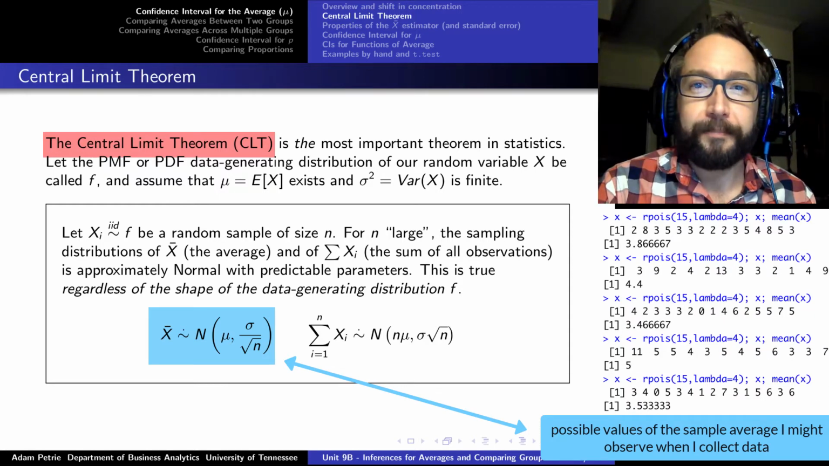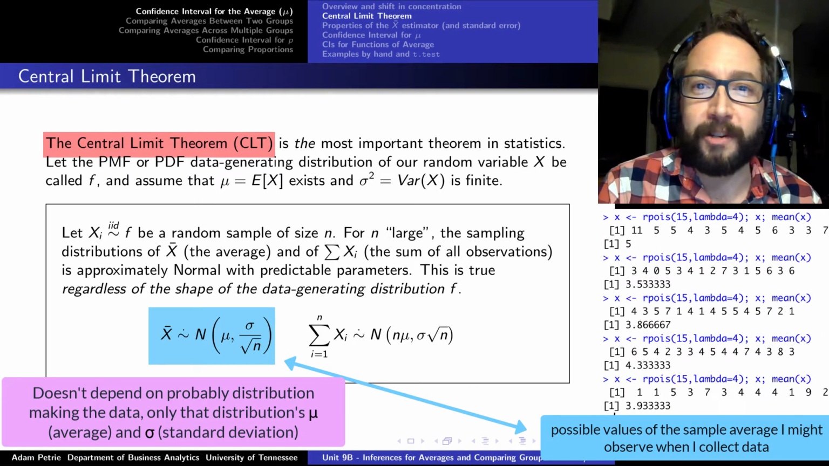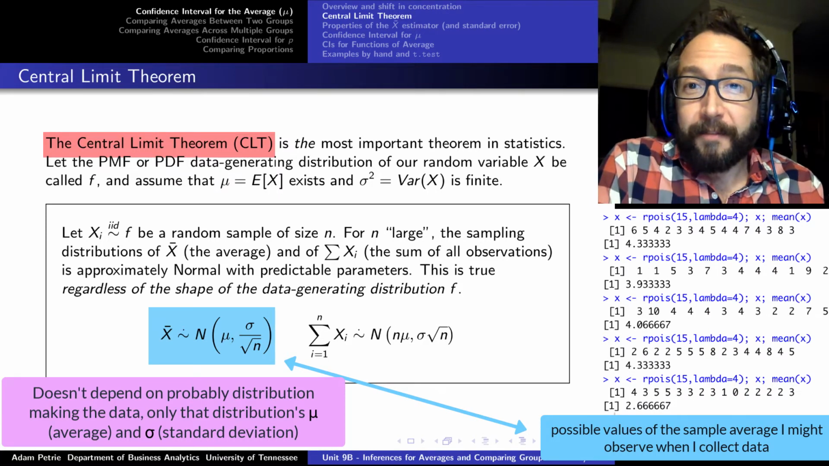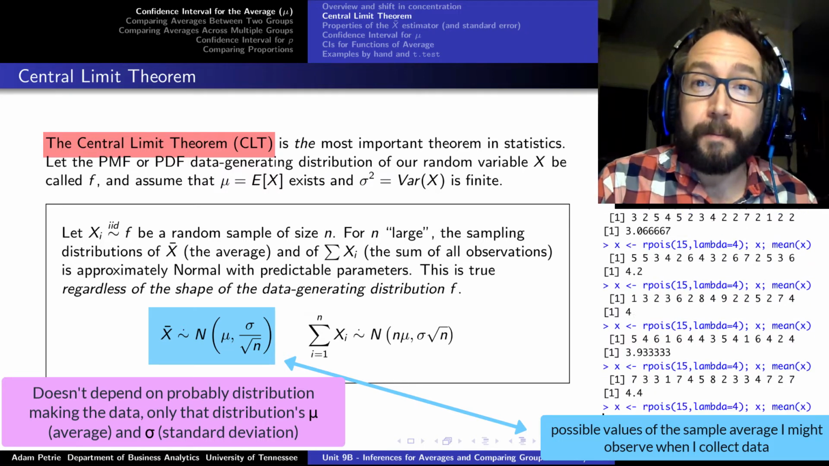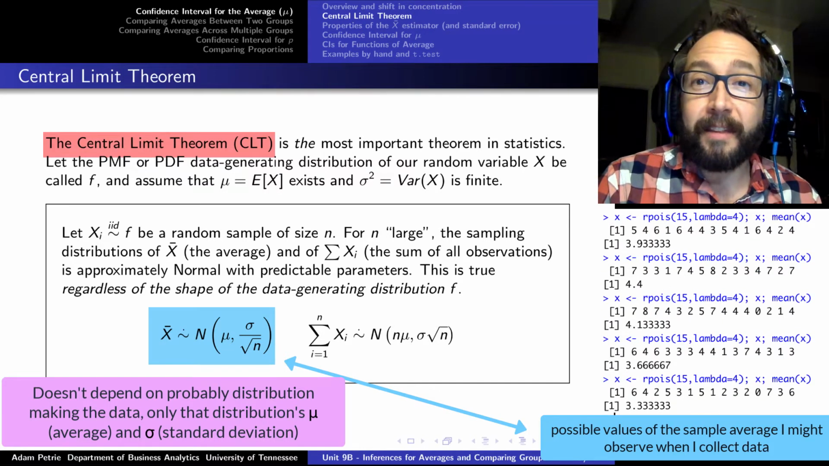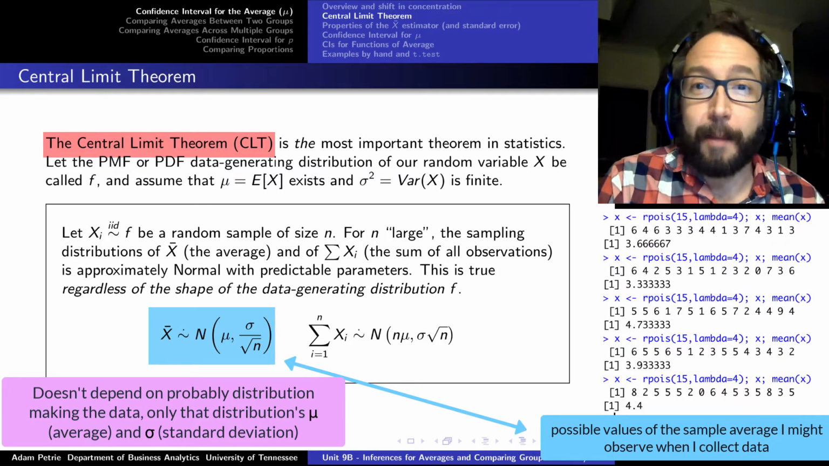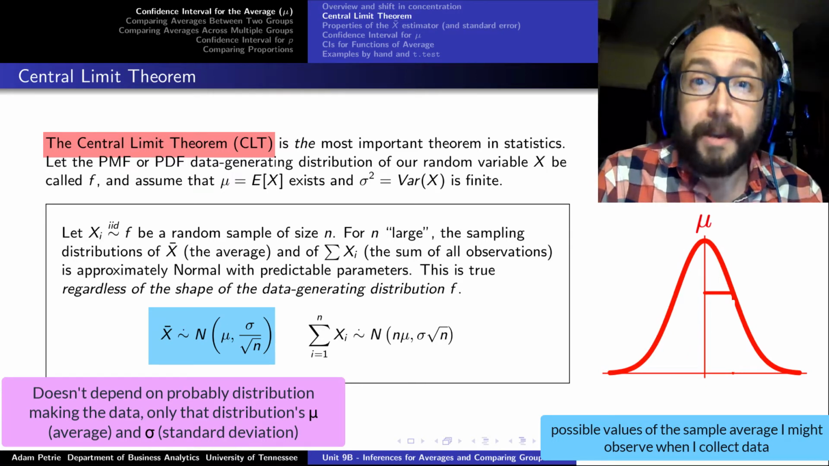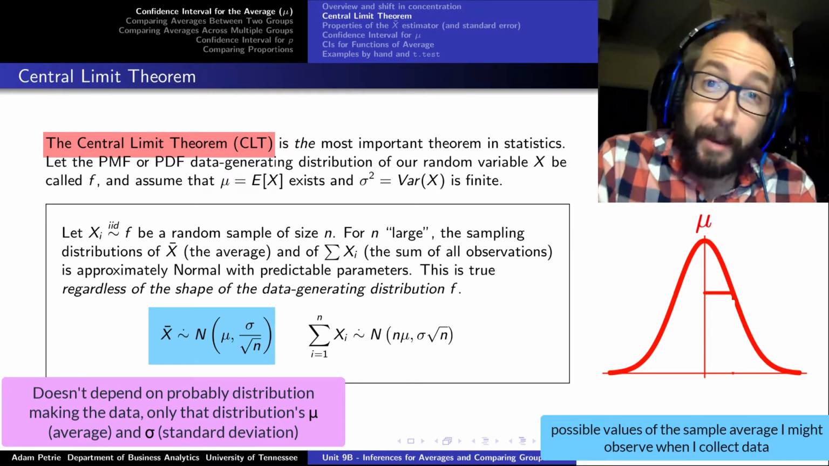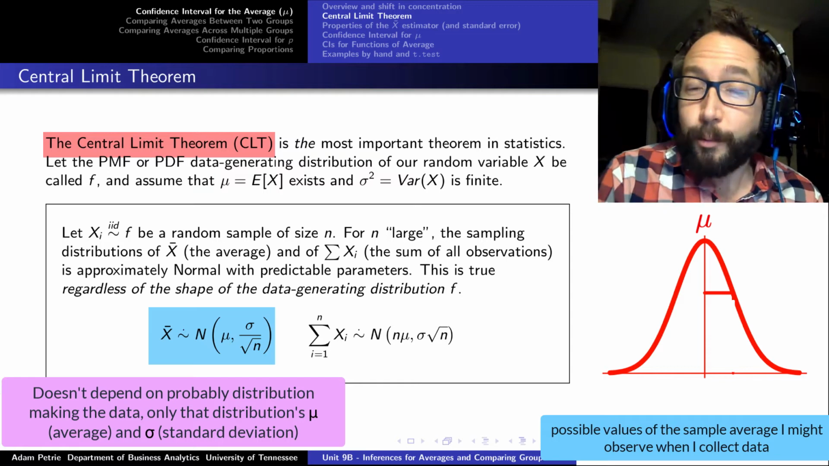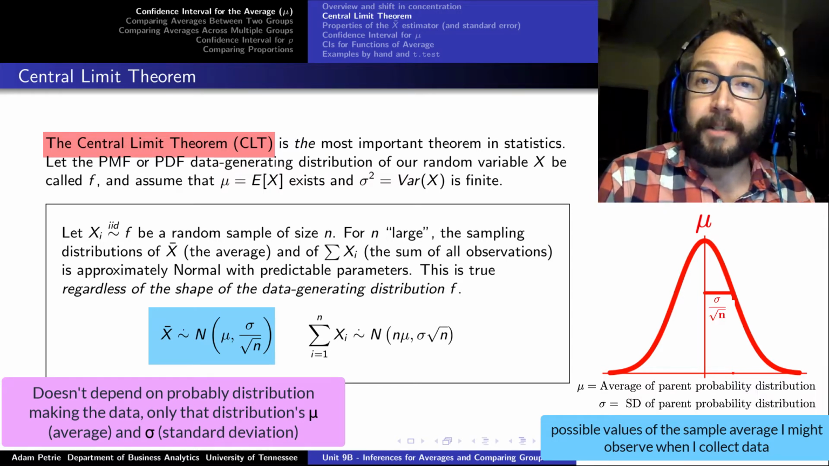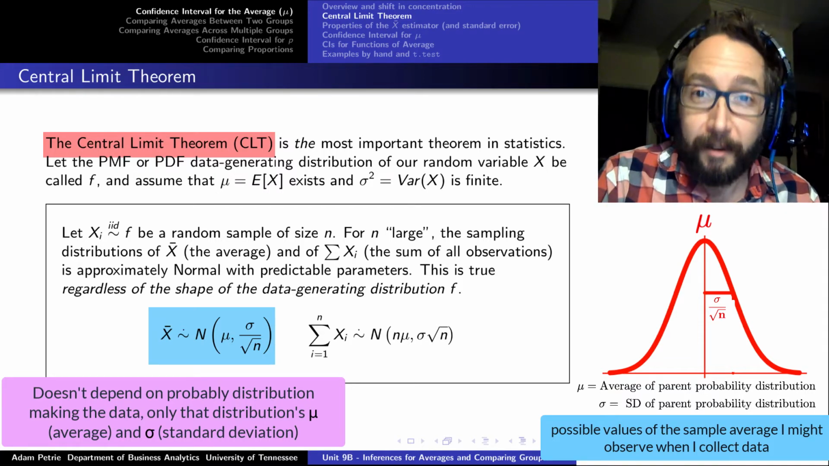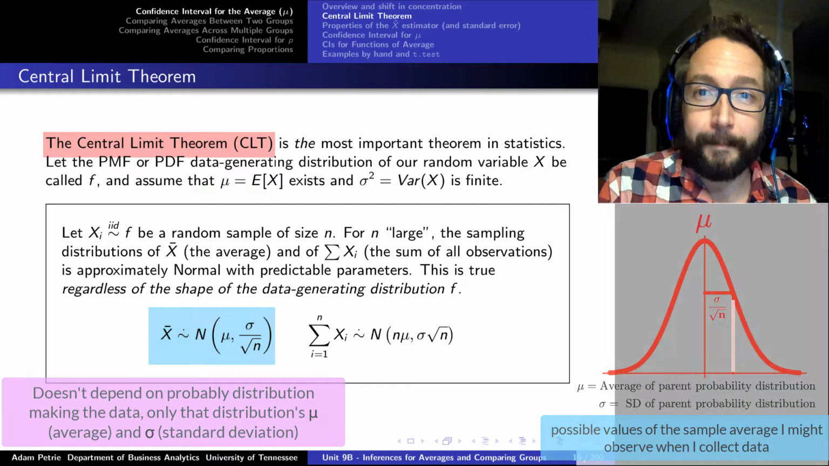If that underlying probability distribution is just f, I don't know what it is, maybe it's a log normal, maybe it's Poisson. But if that probability distribution has a mean of mu and a standard deviation of sigma, then the sampling distribution of the possible sample averages that I might measure is going to look very much like a normal curve with a peak at mu, the expected value or average of that probability distribution that's making the data, and with a standard deviation equal to sigma divided by the square root of n, n being the sample size, sigma being the standard deviation of that probability distribution that's making the data.